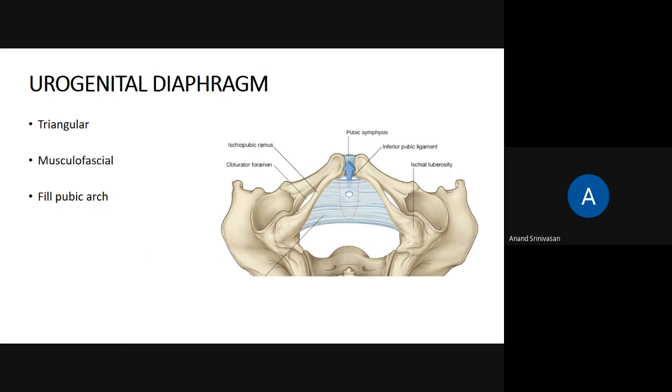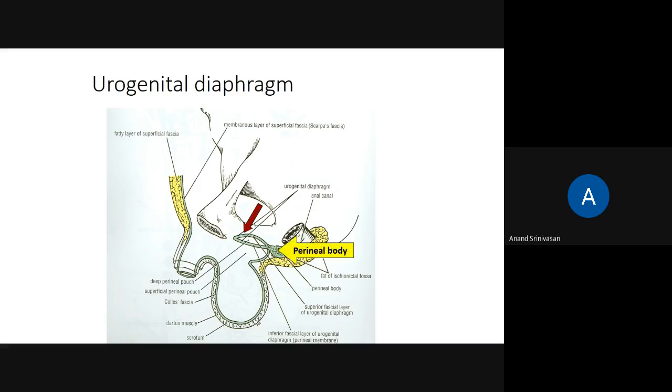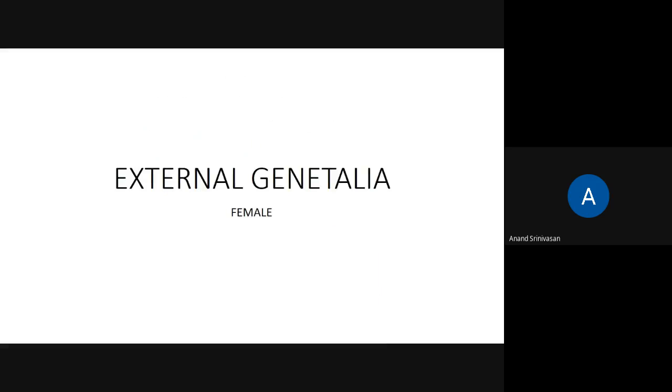Now the urogenital diaphragm. We have already seen that it's a triangular muscle filled with the sphincter urethrae muscle. Here you can see the perineal membrane, superficial perineal membrane, and deep perineal membrane. In between is the external urethral sphincter, and parallel to it on the posterior side are the deep transverse perineal muscles. So that's the perineal body, deep perineal pouch.